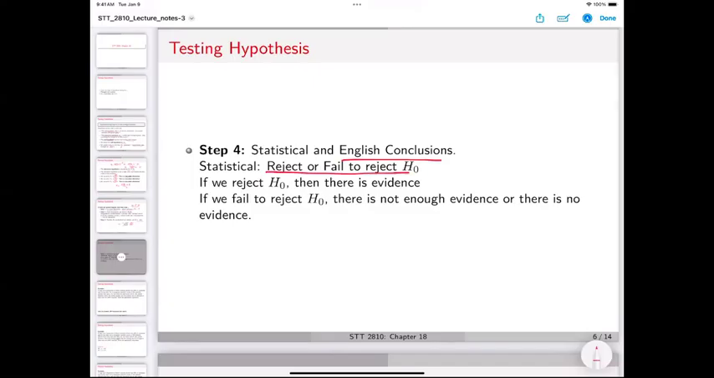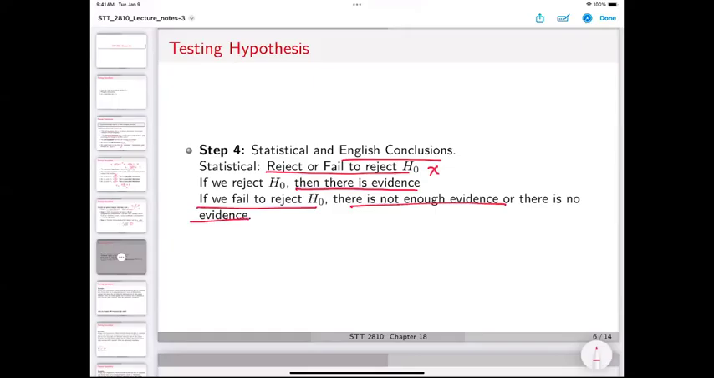And then to arrive at the English conclusion, it's going to depend on what you decided on the statistical side. If we reject H naught, it means that there is evidence. We are going to conclude the English later depending on the problem. If we fail to reject H naught, it means that there is not enough evidence or there is no evidence.